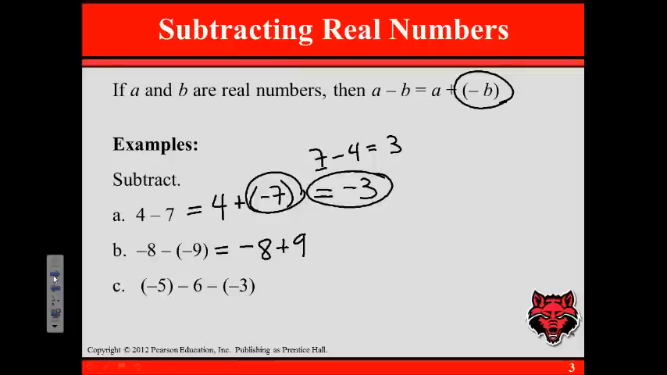Again, we have two different signs, one negative, one positive. So we subtract the largest absolute value minus the smallest absolute value. 9 minus 8 is 1. And that 1 needs to carry the sign from the largest absolute value. Here, the largest absolute value came from a positive 9. So our answer will carry that sign. We have a positive 1.